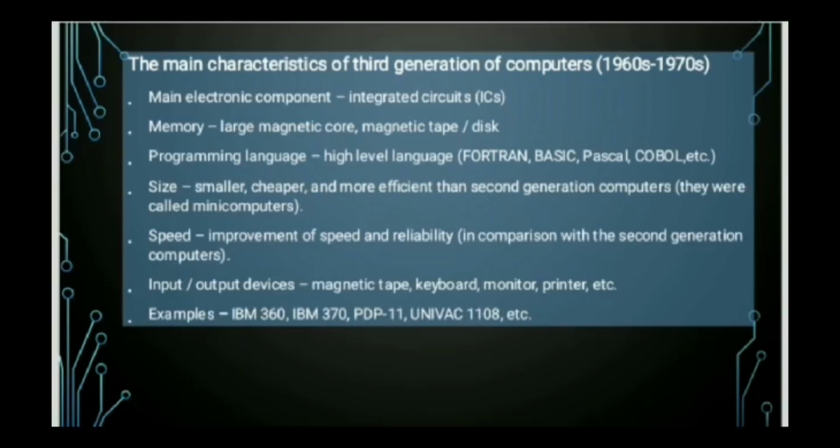Instead of punch cards and printouts, users during third generation computers were now using a keyboard, and there was also a monitor and interface. Examples: IBM 360 and IBM 370, PDP-11, and UNIVAC 1108, etc. And during the third generation, the operating system was also introduced, which allowed devices or computers to run many different applications at one time, with a central program that monitors the memory.